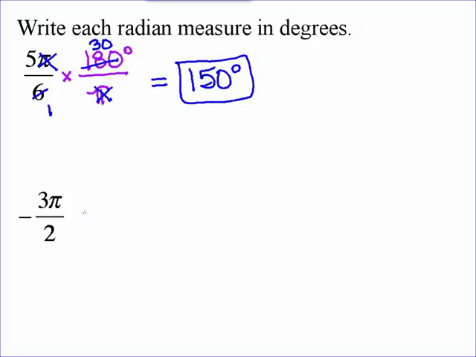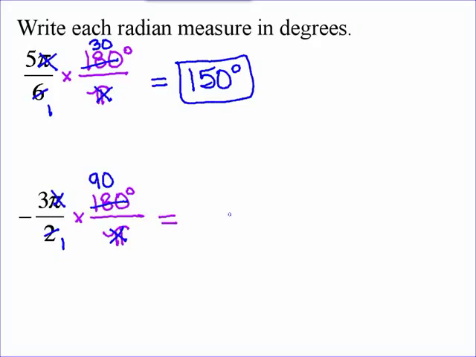If I look at the bottom one, 3 pi over 2, and that's a negative, by the way. I need to cancel that out, so I'm going to multiply that by 180 degrees over pi. Now if we look here, I'm going to need to cancel my pi's. I know that 2 goes into 180 degrees 90 times.